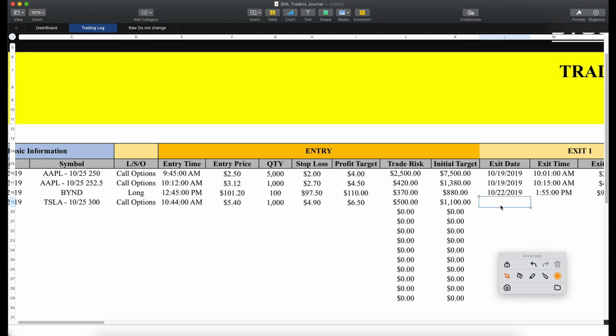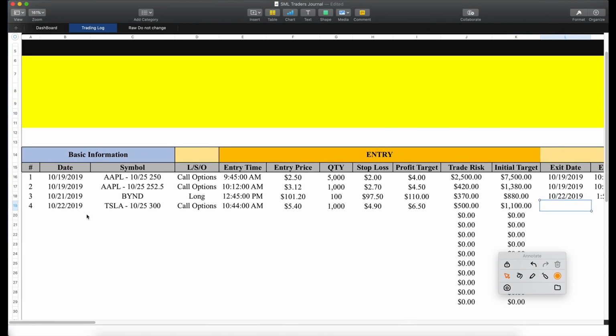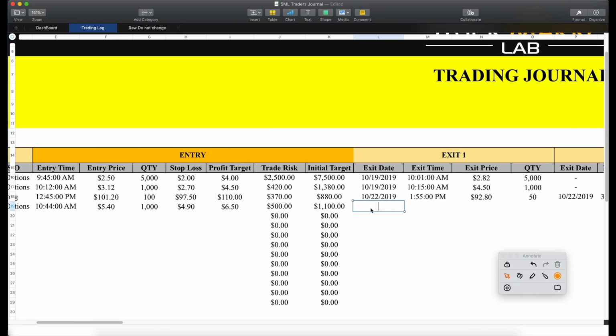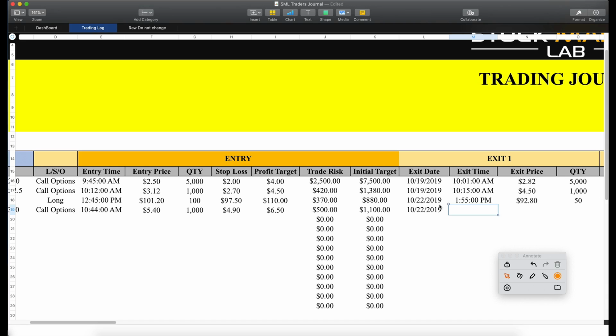Then I put my exit date. Typically, if you're day trading, the date's going to be the same exact day, 10/22. The time is what I really care about. What time did you exit? Let's say I exited at 10:52 a.m. You guys can see my entry point, my exit point, the time right there.